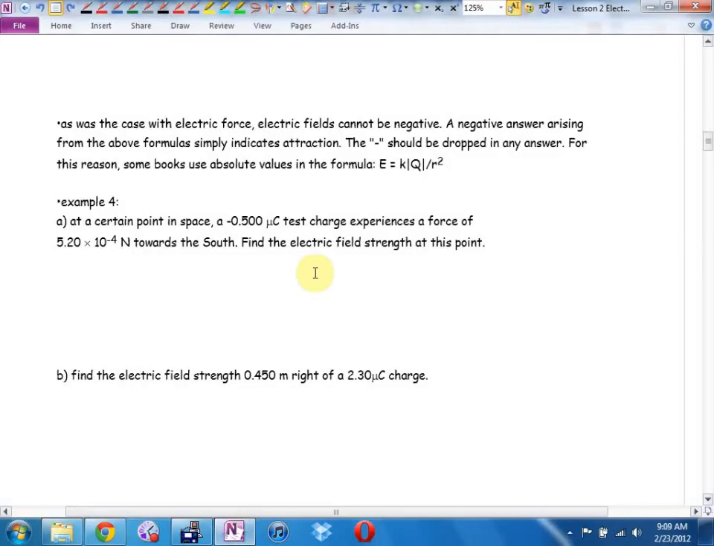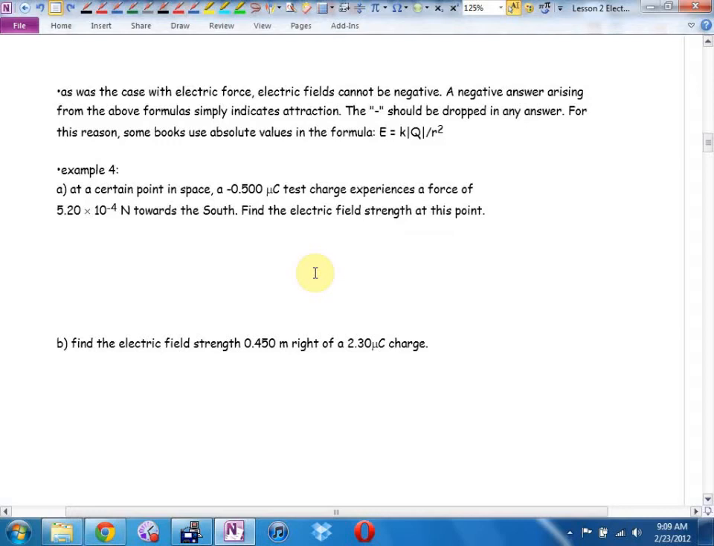Back to here. As was the case with electric force, electric fields cannot be negative. A negative answer arising from the above formula simply indicates attraction, so the negative should be dropped in any answer.